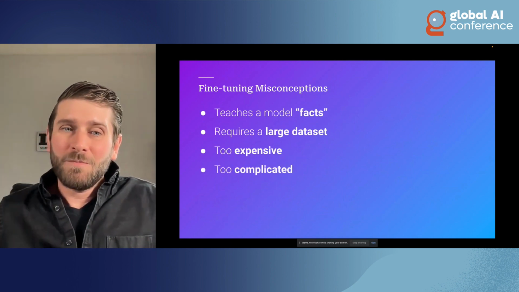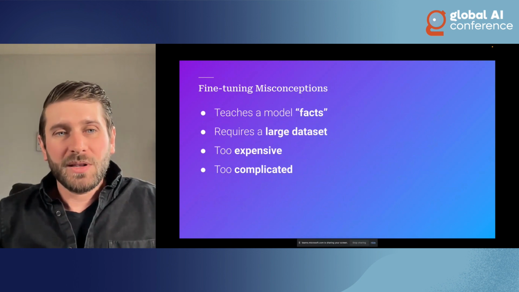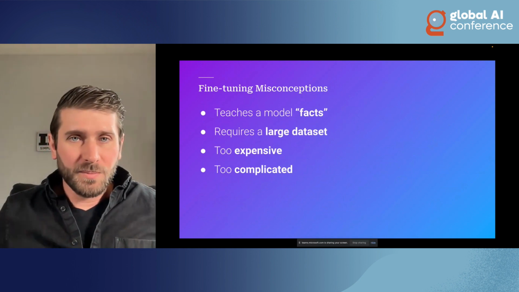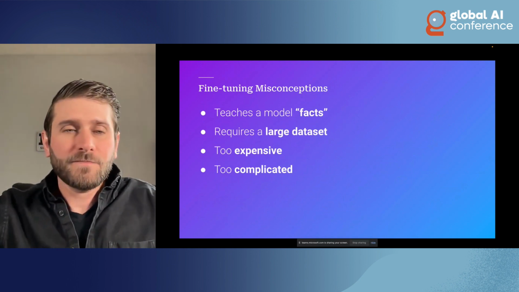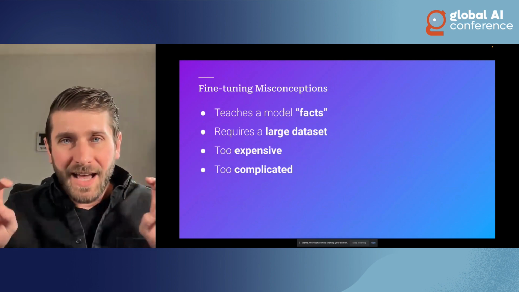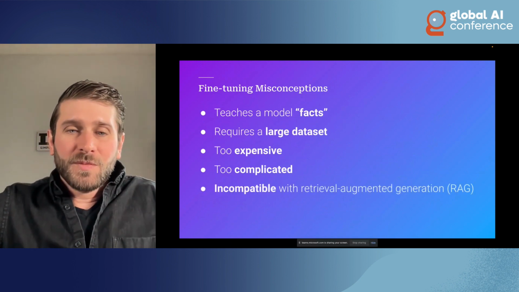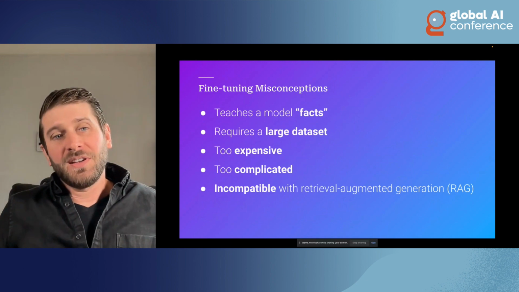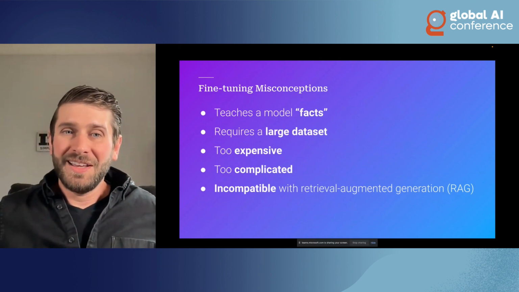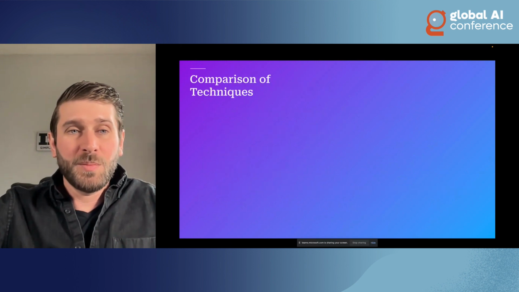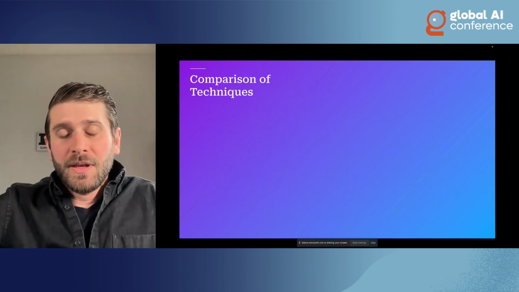It's too complicated. Maybe that was true. It's changing very quickly. It's one of the reasons I created Entry Point AI, in order to make fine-tuning more accessible to everybody and remove a lot of the gotchas that can trip people up. And then there's a lot of articles that compare fine-tuning to retrieval augmented generation and sort of imply that you have to pick one. And they're actually completely complementary.